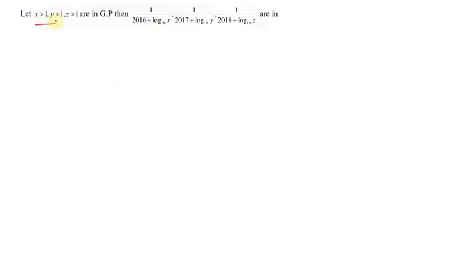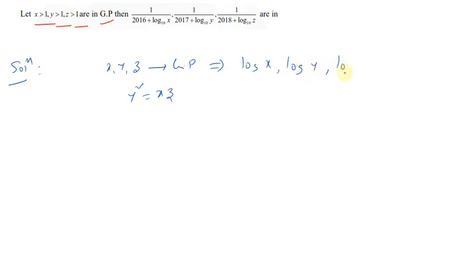X is greater than 1, y is greater than 1, z is greater than 1, which are in GP. X, y, z are in GP means y square equals x into z. Now you know, if x, y, z are in GP, this implies log x base a, log y base a, log z base a are always in AP. So let me take base 10, whatever the base, except 1.